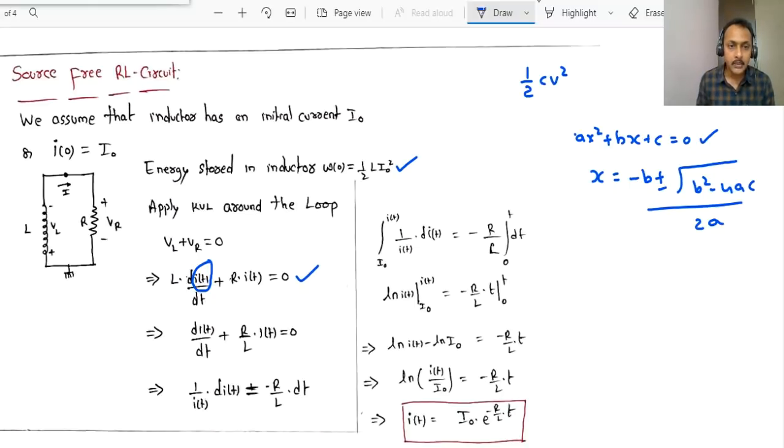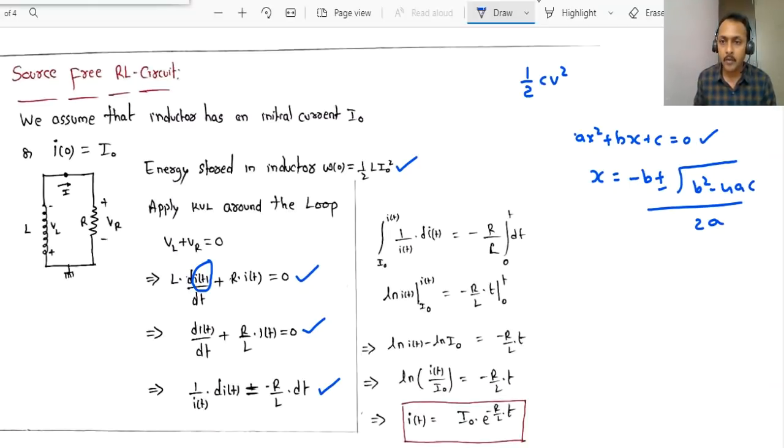Now if we further simplify this, di(t) by dt plus R by L into i(t) equal to 0. Rearrange the terms. Take R by L into i(t) towards the right hand side. Therefore 1 by i(t) into di(t) equals minus R by L into dt. Taking the integration on both sides, integral of 1 by i(t) di(t) equals minus R by L into integral dt.